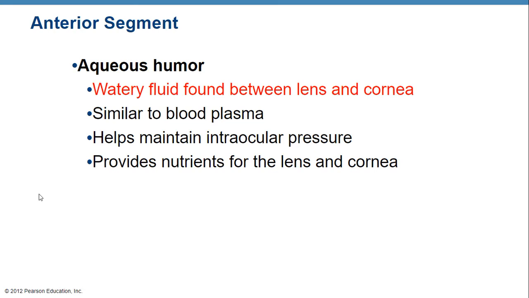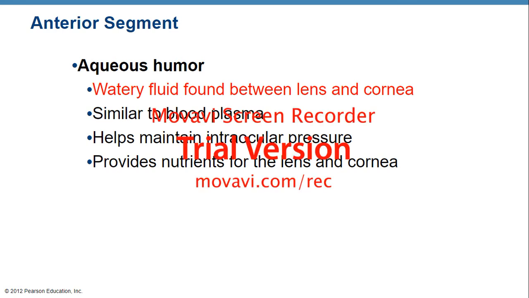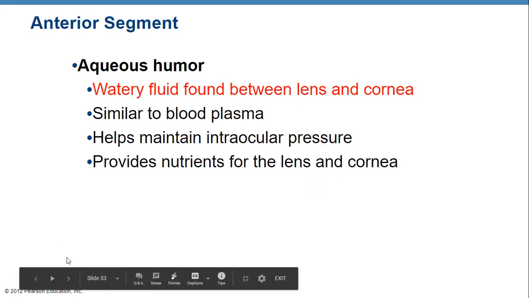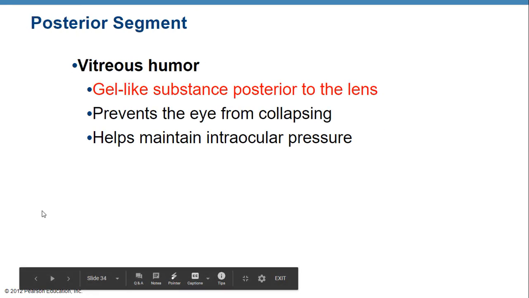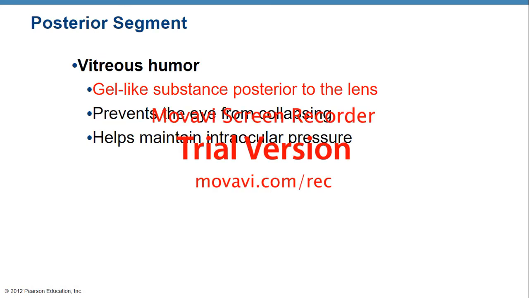So the aqueous humor is a watery fluid found between the lens and the cornea. So it's similar to blood plasma, helps maintain intraocular pressure, and it provides nutrients for the lens and cornea. The vitreous humor is a gel-like substance posterior to the lens, so it prevents the eye from collapsing and it helps maintain intraocular pressure.